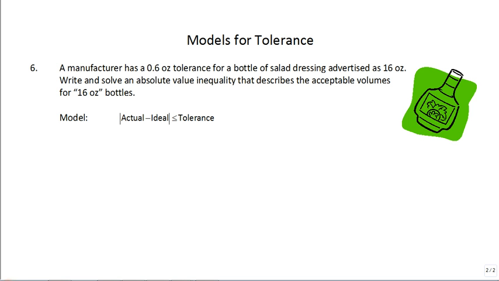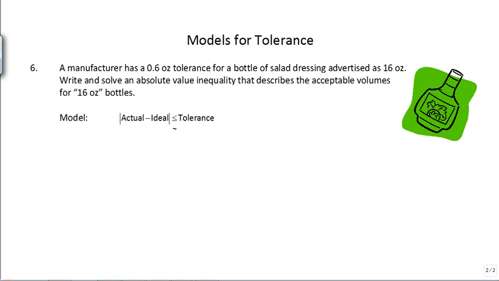Okay, so it's going to be impossible to make every single bottle 16 ounces exactly when it's being made in a factory at high speeds. So there has to be an error, so to speak. So we're going to write and solve an absolute value inequality that describes the acceptable volumes for a 16-ounce bottle. So that would be actual minus ideal is less than or equal to the tolerance, okay?